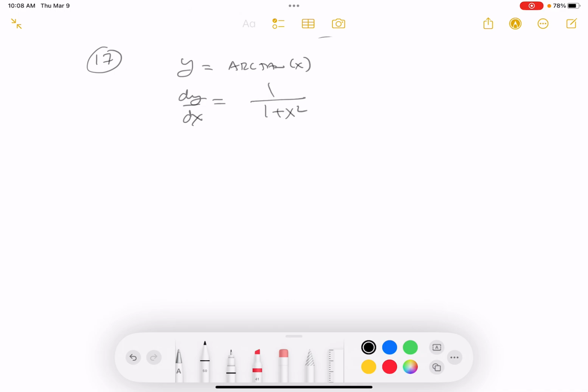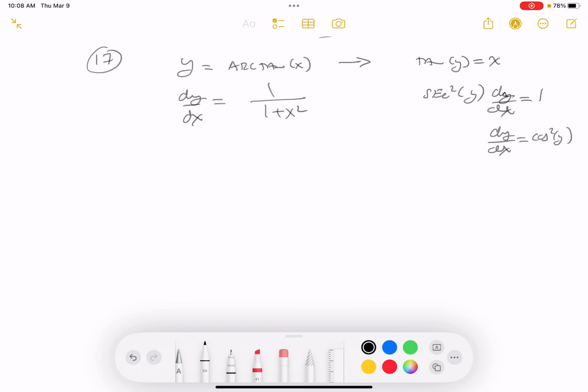Well, let's say you can't remember it. I would take this and rewrite it as the tangent of y is equal to x, and then you take the derivative of both sides, you get secant squared y dy/dx equals, well, the derivative of x is just 1, so dy/dx would equal the cosine squared of y.